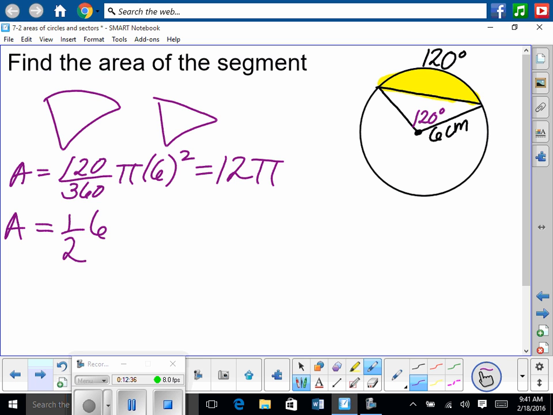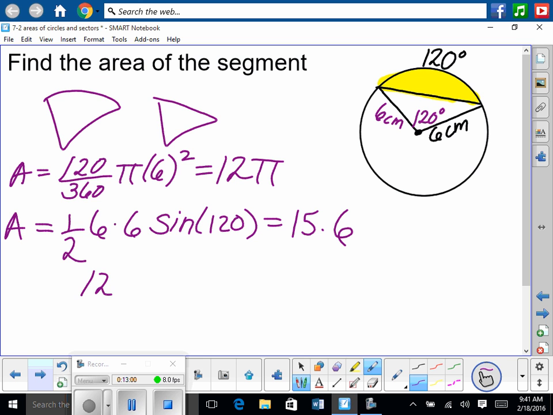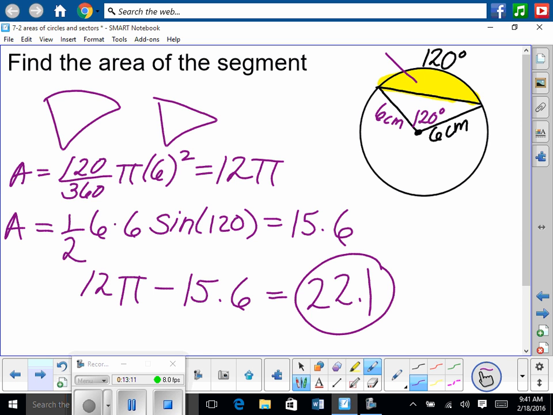Isn't it the same? This is a radius of 6, wouldn't this be 6? Okay. So side 1 times side 2 times the sine of the angle in between. 15.6. So now we'll take the full sector's area, subtract the triangle's area, and that will leave us with the leftovers. So 12 pi minus 15.6 is 22.1. So the area of that section right there was 22.1 centimeters.